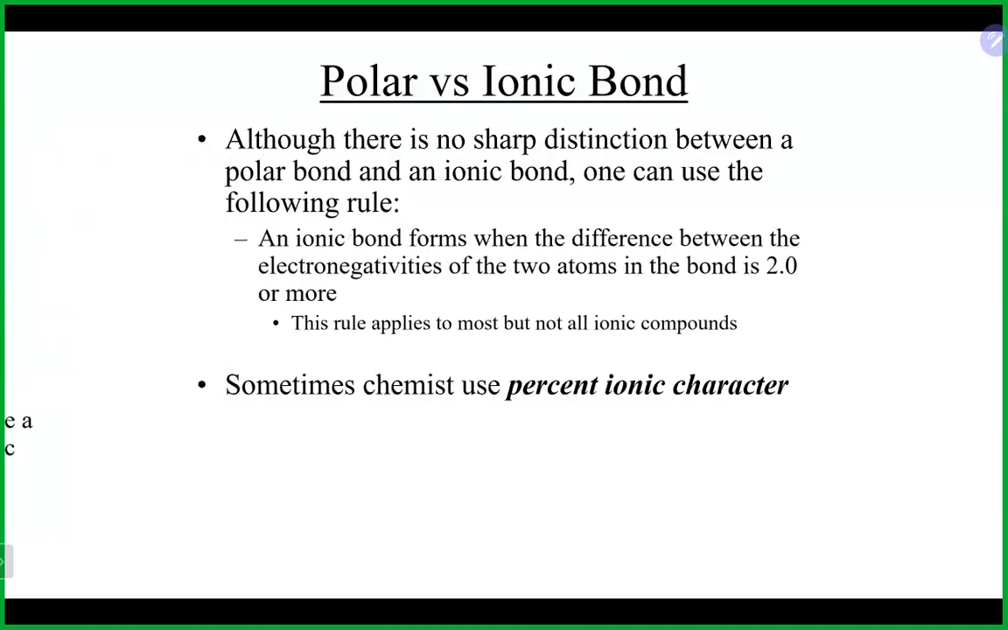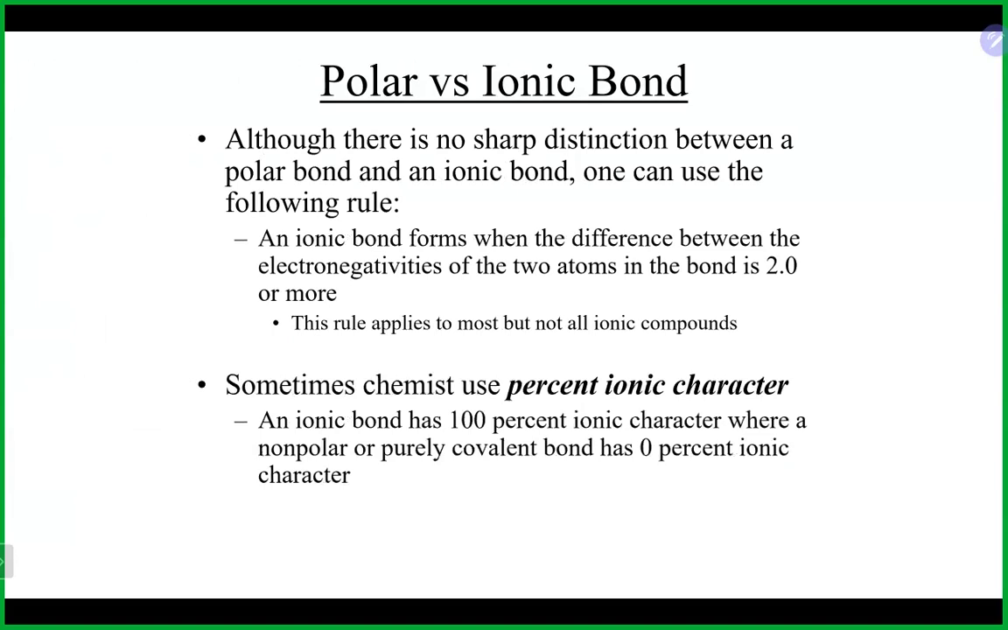So this is, again, just a summary of what we've been talking about. As I mentioned before, that rule of 2 and above is just a general rule for ionic. It's much better just to approach it as we've been talking about. A metal and a nonmetal is going to be ionic.